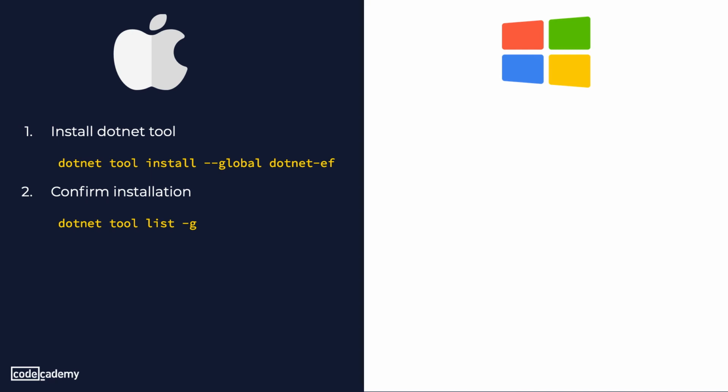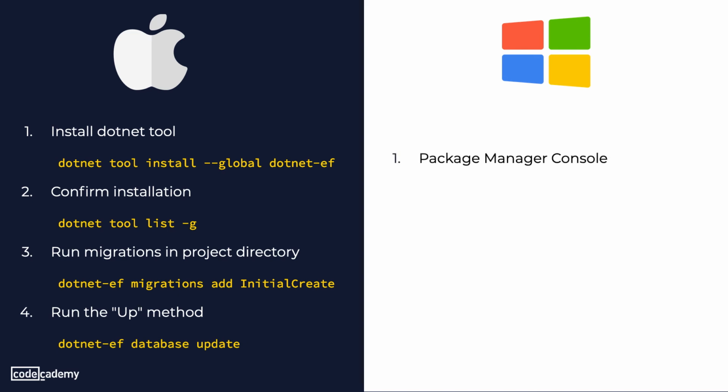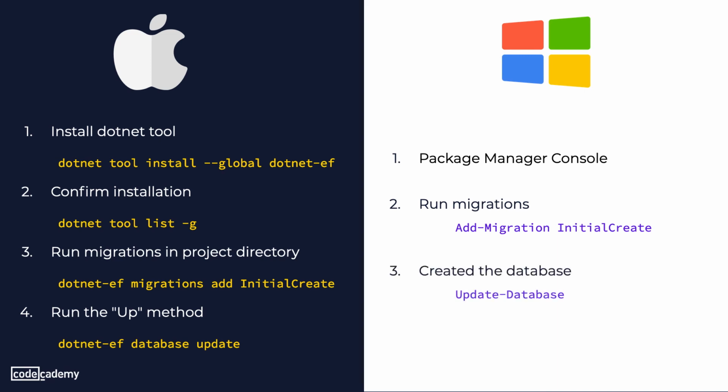Once installed, we navigated into our project directory and ran migrations using the tool. So we ran dotnet ef migrations add, followed by the name of our migration, which we named InitialCreate. Lastly, we executed the up method, which is found in the migration file, by running the command dotnet ef database update. For Windows, first thing we did is open the Package Manager Console. Once it was open, we ran our migrations by running the command Add-Migration and the name of our migration file. And then we simply created the database by running the command Update-Database. Once all this is done, our database is set up and we can run CRUD operations on it.